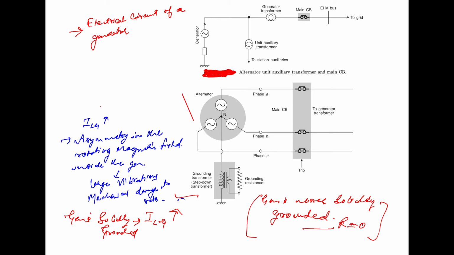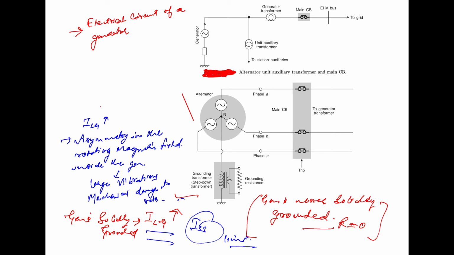So, in order to limit the short circuit current, what do we have to do? The neutral of the generator is grounded through a resistance, and in order to get a practical value of the grounding resistance, it is connected through a step down transformer, which is also known as the grounding transformer. So you should take into consideration that the generator is never solidly grounded.